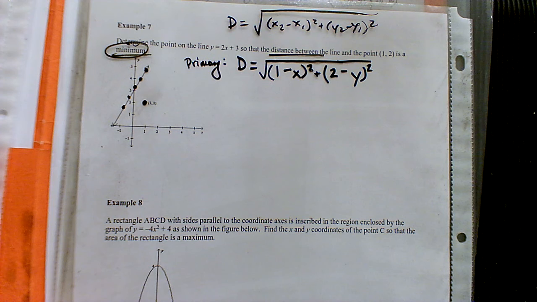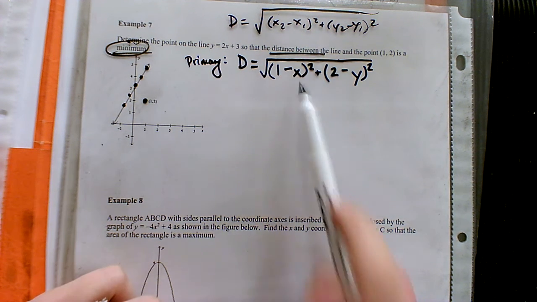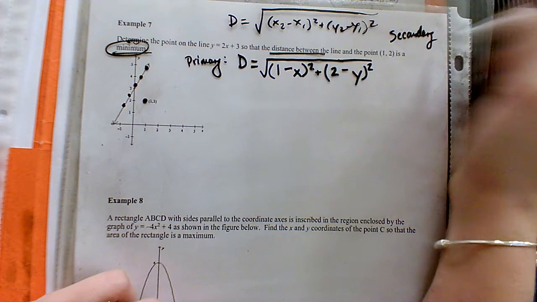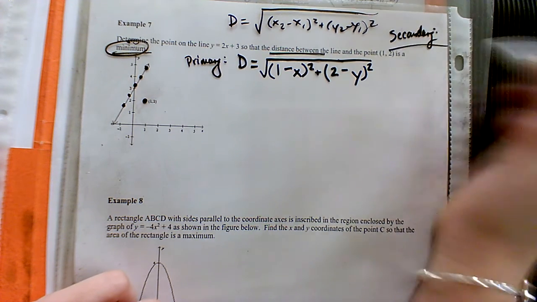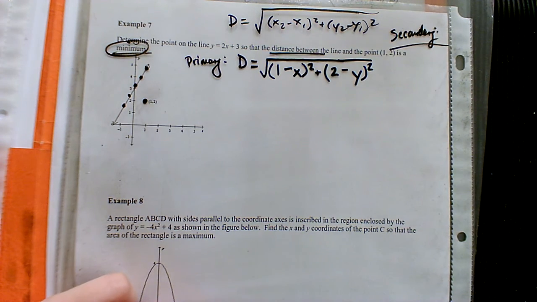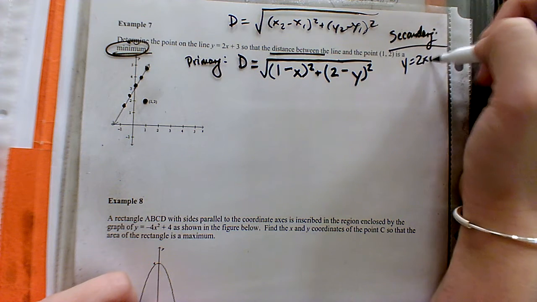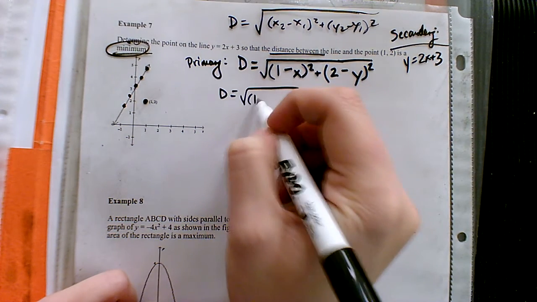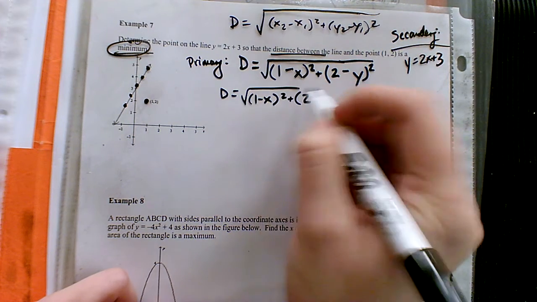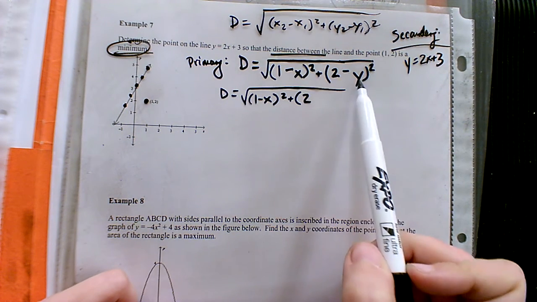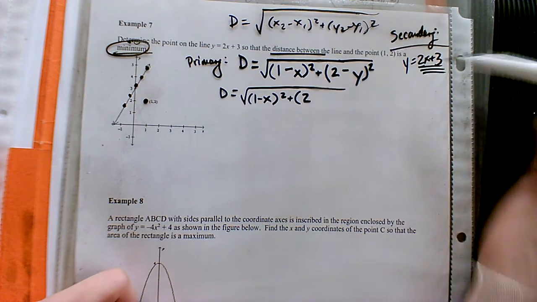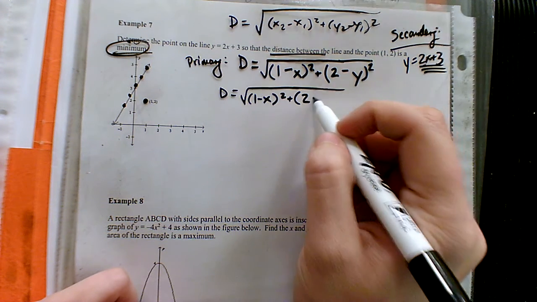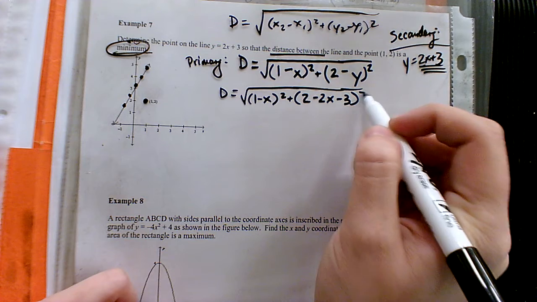Do we need a secondary equation? Yes, why? Because we got 2 variables. So somehow there has to be another equation we can use to help us replace either the x or the y. What if we use the actual equation of the line? Alright, so 1 minus x squared plus, okay, so if I am subtracting y, I should be subtracting this whole equation, which means I'm going to have to distribute a negative. So this would be minus 2x minus 3.